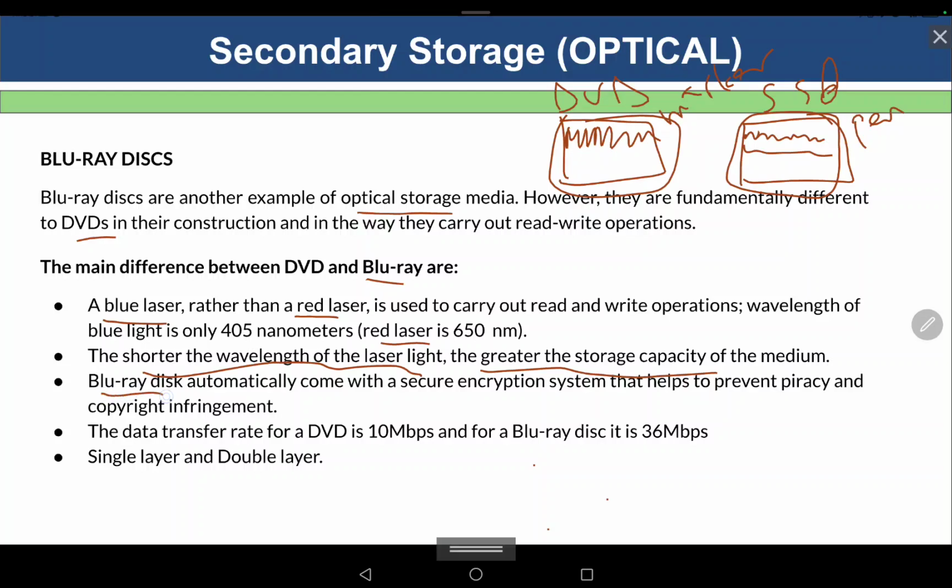Now, Blu-ray disc automatically comes with a secure encryption system that prevents piracy and copy infringement. This is an advantage of using Blu-ray disc. And the data transfer rate for DVD is 10 Mbps, but for Blu-ray disc it is 36 Mbps, which means it is much faster. Then a Blu-ray disc and DVD both can be single layer and double layer.